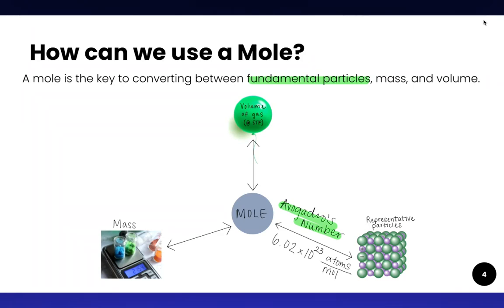When you're doing conversions involving mass, you will use the periodic table because the mass depends on the molar mass of the substance you're using. So specifically from the periodic table, you will use molar mass. And the unit for molar mass is grams per mole.